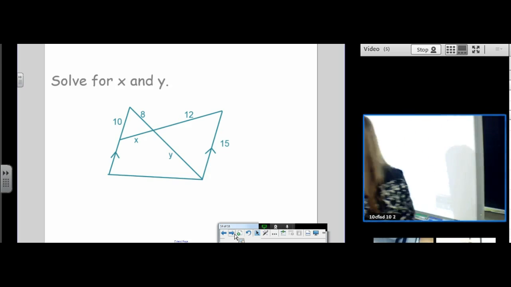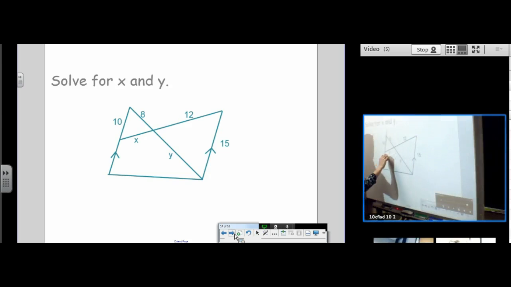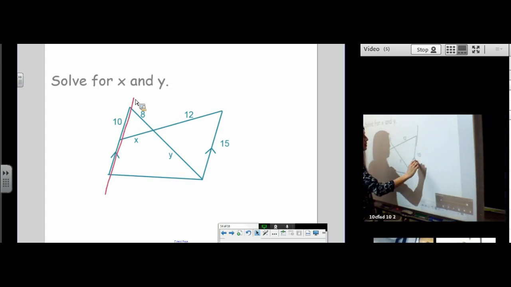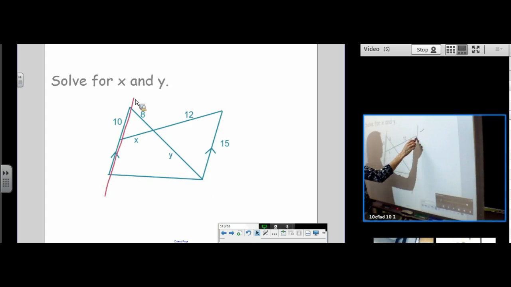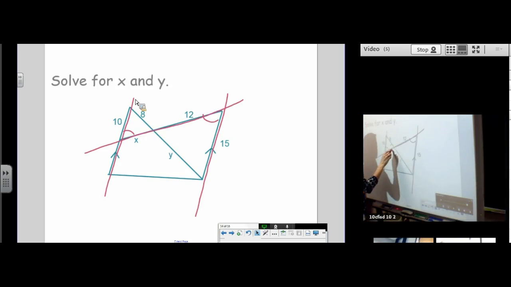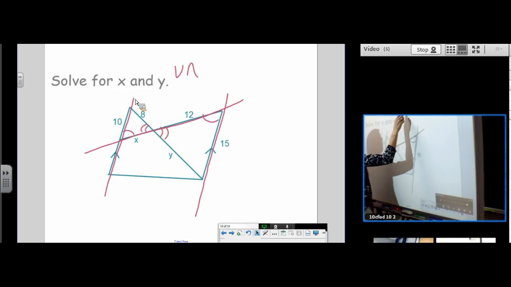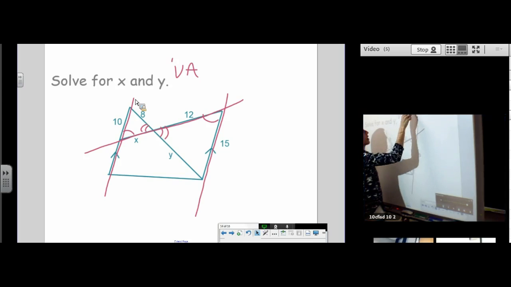So these parallel symbols, that means parallel. So these lines are parallel. And so when parallel lines are cut by a transversal, alternate interior angles are congruent. That's going to be the key to which sides go together. You can also mark your vertical angles as well. And I marked the alternate interior angles.